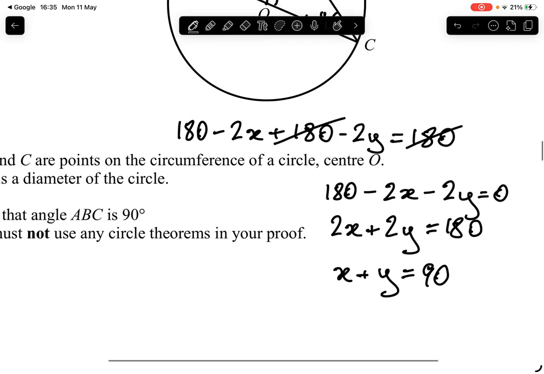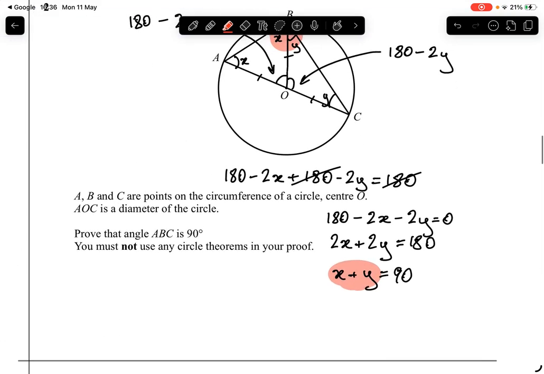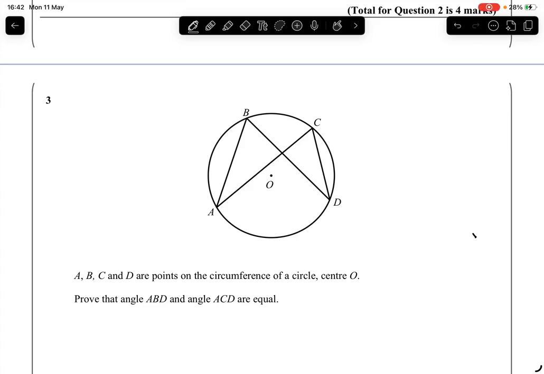Or x add y is my angle here. So that means my angle at the circumference, angle ABC in this case, is 90 degrees, or a right angle. Okay, right. Let's continue with this question.